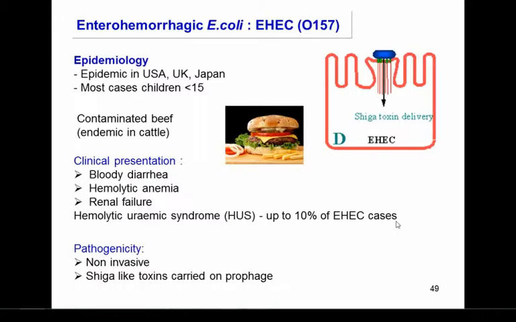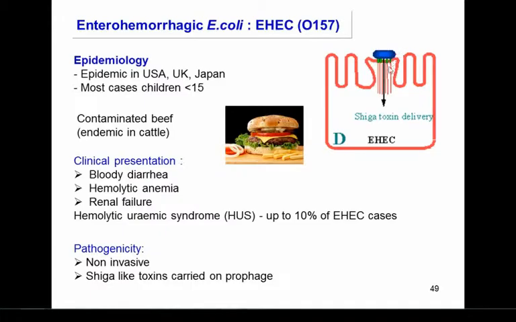So why is this happening? What happens here? Well, the first thing is that you'll have attachment onto the surface of enterocytes, then very, very close binding through, once again, this intimin adhesion expressed by the bacteria. So the first part is like Enteropathogenic E. coli, right? Yes.